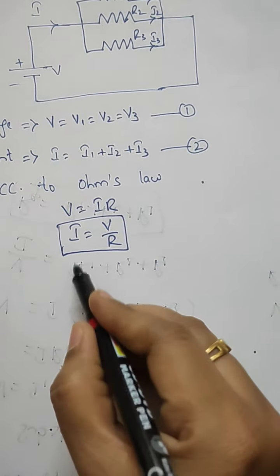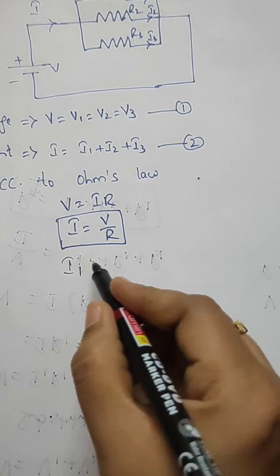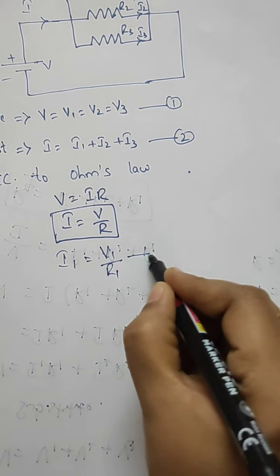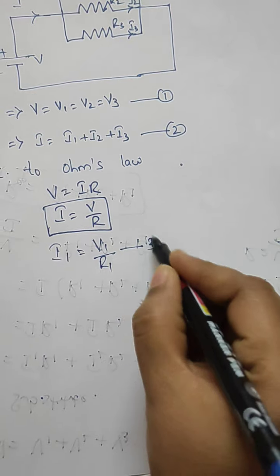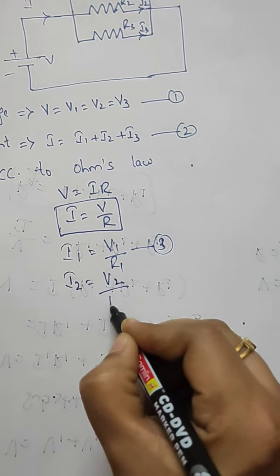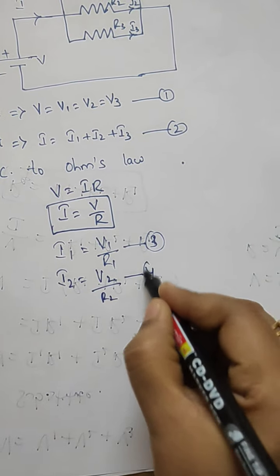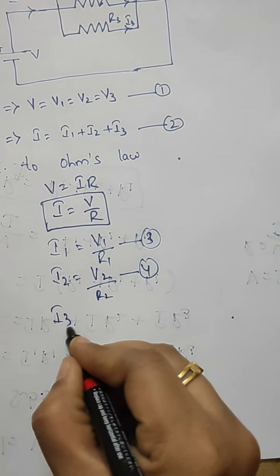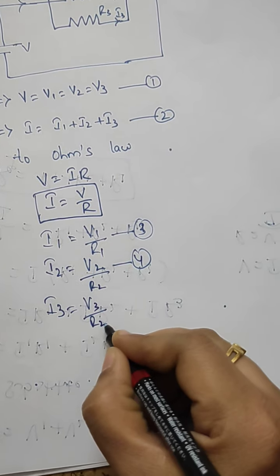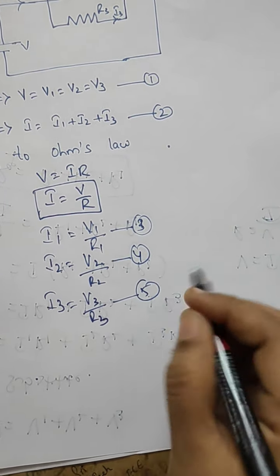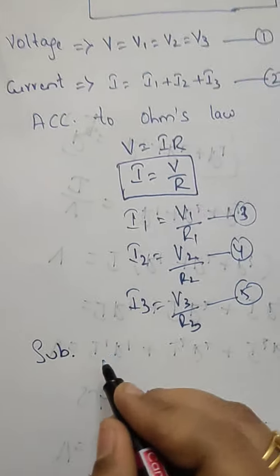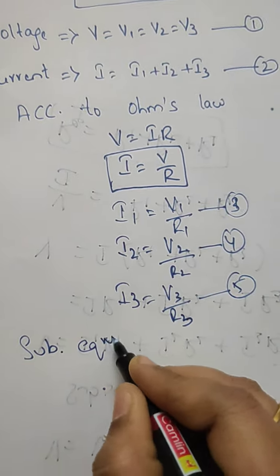So, if I want the I1 current, it becomes V1 by R1. Take this equation as 3. If I want I2, it becomes V2 by R2. Take this equation as 4. If I want I3, it becomes V3 by R3. Equation 5.